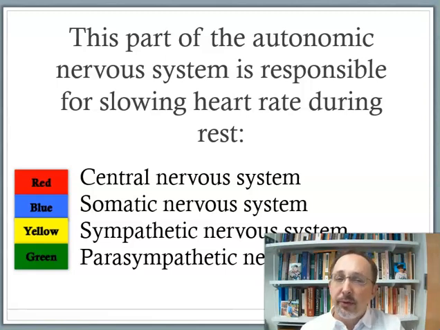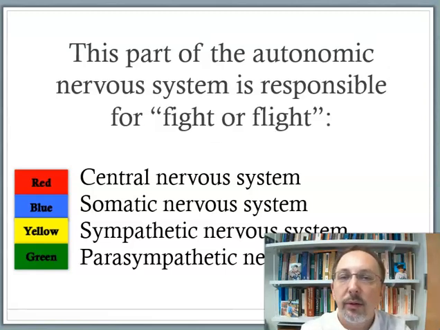This part of the autonomic nervous system is responsible for slowing heart rate during rest. Is it central nervous system, somatic nervous system, sympathetic nervous system, or parasympathetic nervous system? And if you recall, the autonomic nervous system has two delineations, sympathetic and parasympathetic, and this would be the parasympathetic. This part is responsible for fight or flight. Well, since we already said the autonomic nervous system is sympathetic and parasympathetic, and we said that parasympathetic is involved in rest and digestion, or specifically rest, then this would leave us with the sympathetic nervous system.